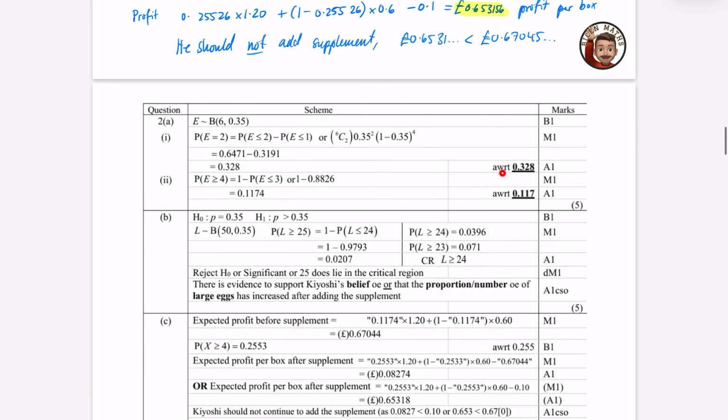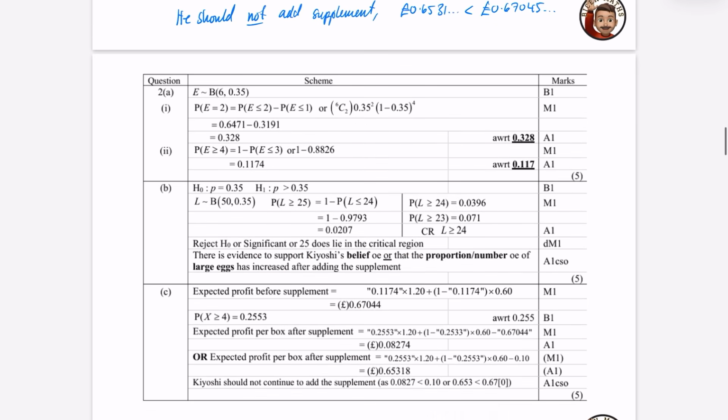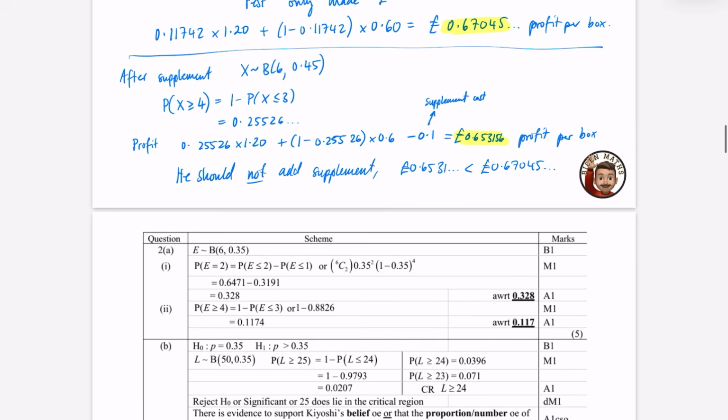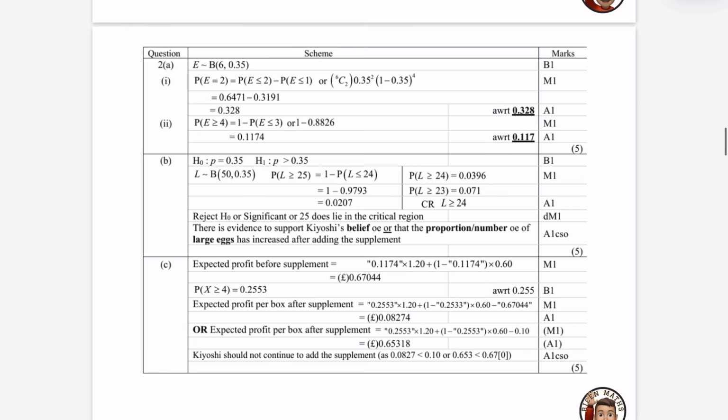So we did have the correct values here, the 0.328 and the 0.117. We did this approach with the p-value kind of test. You could do a critical region and you come up with the same conclusions that we've got down here. We had this cost, which was here, and then we've also got the other cost that we worked out, the 0.65318. Slightly different values depending on how much rounding we've done.